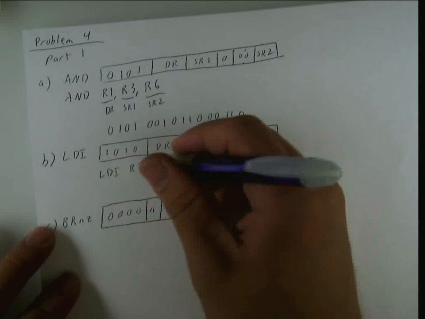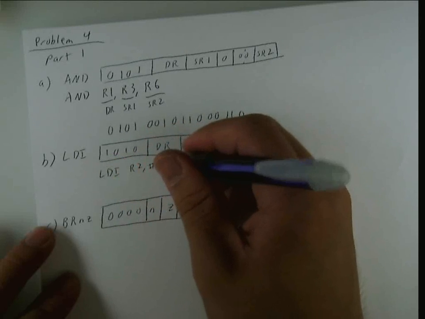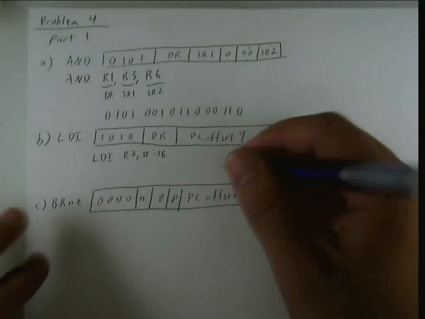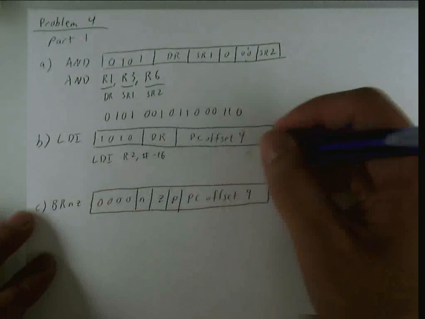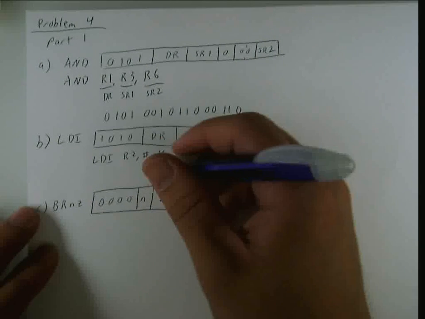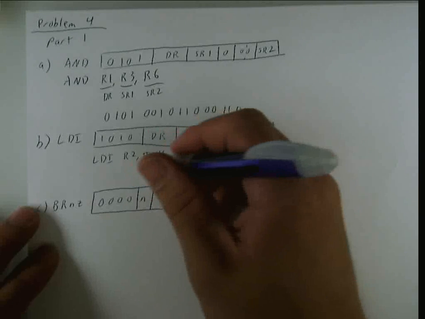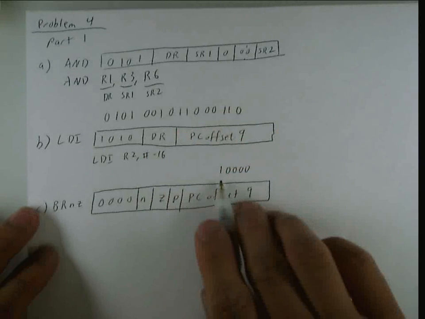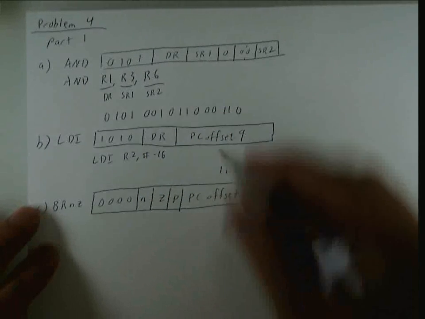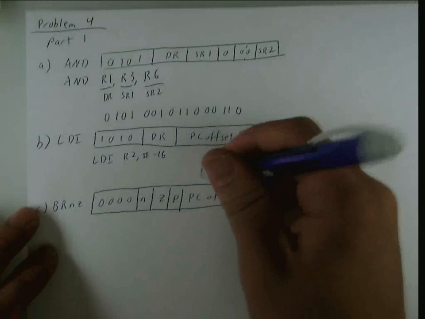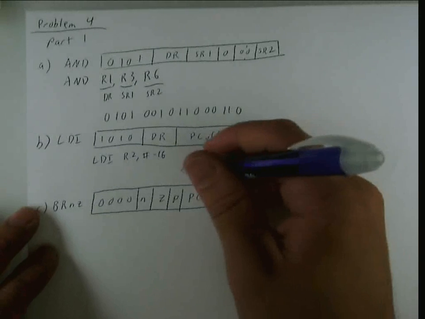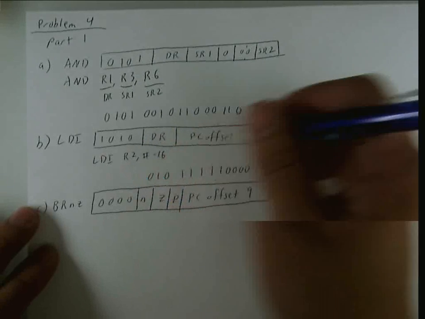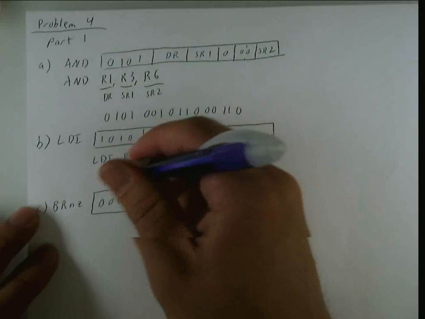Now our next one is LDI. R2 is our destination, and our offset is going to be -16. Well, -16 is pretty easy. We just need to set bit 5 and everything above it to 1. So -16 is, at least to start, 10000. So this is -16 in 2's complement if we have 5 bits. And then we just need to extend it to 9 bits. And then our destination register is R2, so that'll be 010. And LDI is 1010.